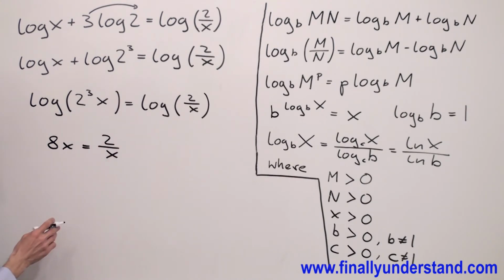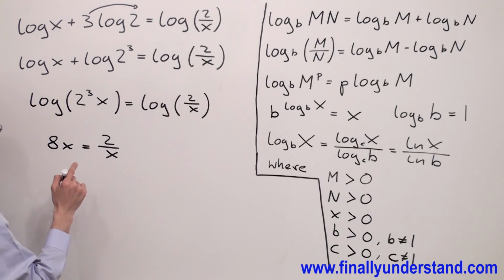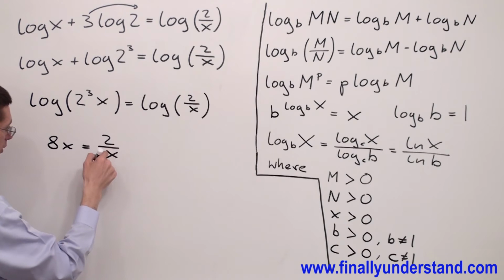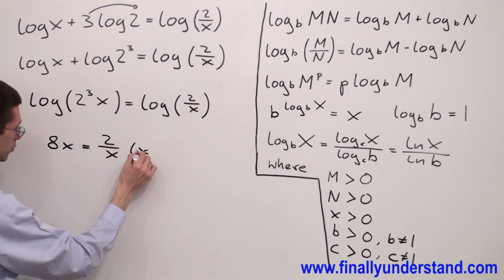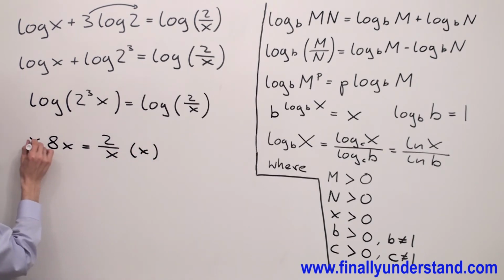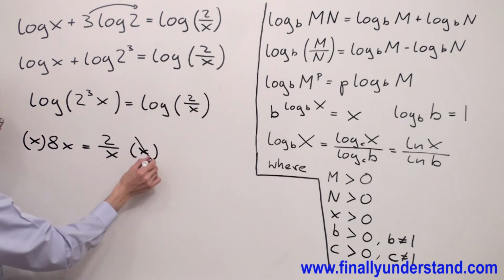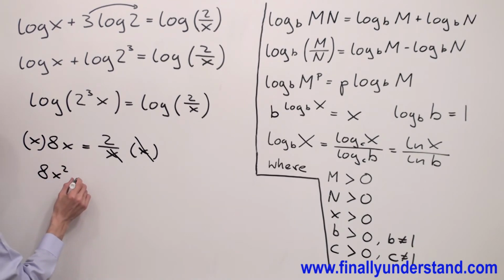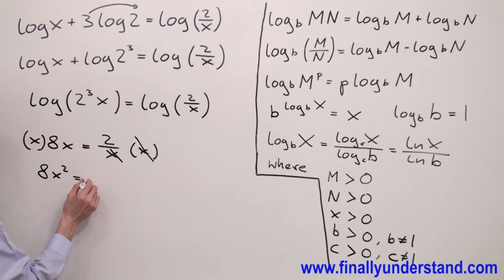Next we're supposed to use algebra to find the value of x. In order to find the value of x, I have to multiply both sides of the equation by x, because I want to eliminate the fraction first. So I'm going to multiply by x and multiply by x. x and x will cancel out, and I'm going to have 8x squared equals 2.